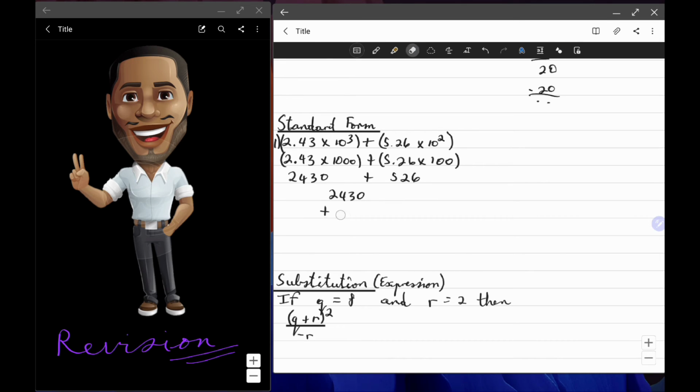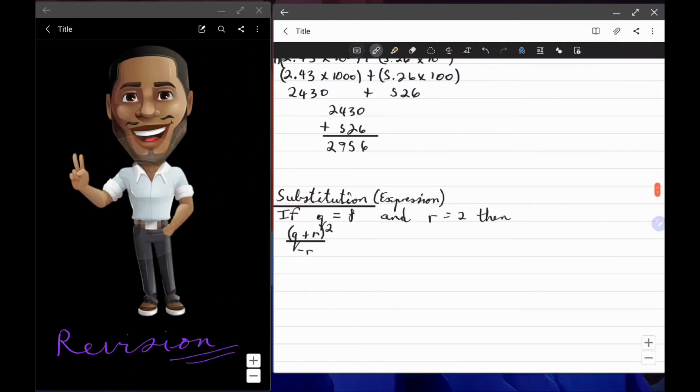Let me do that again. Alright, let's go. 0 plus 6 gives us 6. 3 plus 2 gives us 5. 4 plus 5 gives us 9. 2 plus nothing is 2. And that is our final answer. Very simple. Let's move on to substitution of expressions.